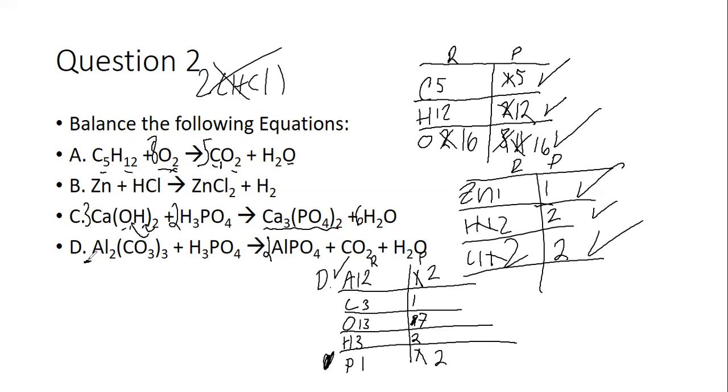And now to count my oxygens, 2 times 4 is 8. 2 times 4 is 8. Plus 2 is 10. Plus 1 is 11.